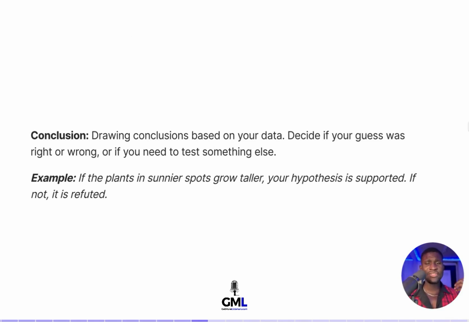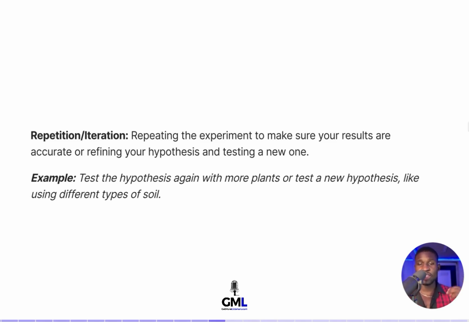An example, if the plants on the sunny side grew taller, your hypothesis is supported. Happy days. If not, it's refuted, which is a fancy way of saying the hypothesis isn't correct, basically. And then, of course, we have repetition, iteration. You repeat the experiment to make sure the results are accurate. Again, you don't just do something once to go, done, dusted, that is a winner. No. We have to test over and over again, and it needs to be reliable and predictable. So you can test the hypothesis again, and this will let you know how strong the hypothesis is.